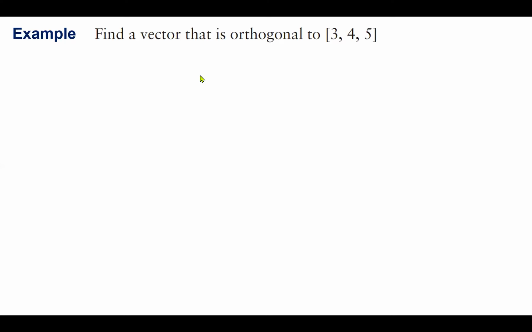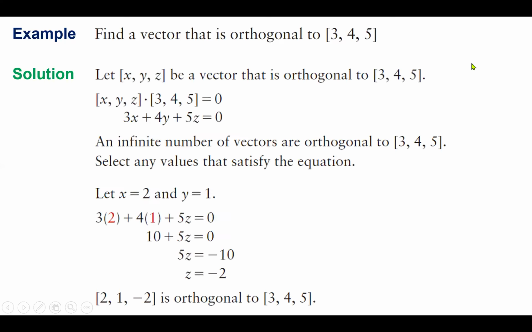Okay, have you finished? Let's have a look at the solution together. So we can let x, y, z be a vector that is orthogonal to 3, 4, 5, right? Two vectors are orthogonal is equivalent to the dot product of these two vectors is 0. Therefore, we have 3x plus 4y plus 5z equals 0.